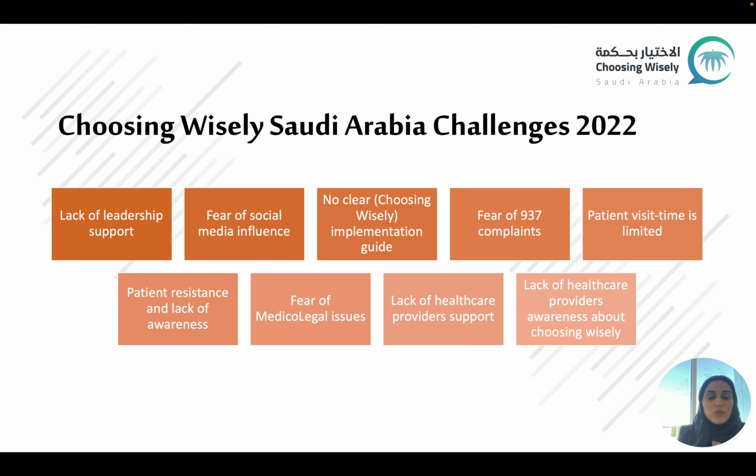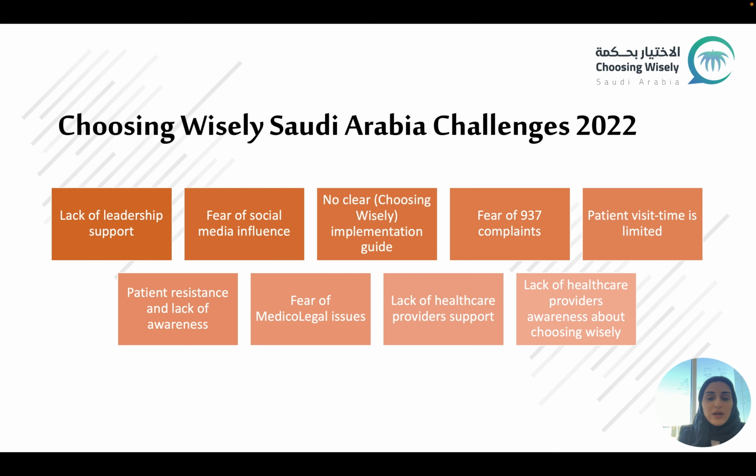The second one was fear of social media influence, by someone writing something on social media about this healthcare provider or this physician, saying that they did not provide them with the intervention they needed or something similar to that. And also no clear Choosing Wisely implementation guide was one of the challenges that was addressed by the champions.